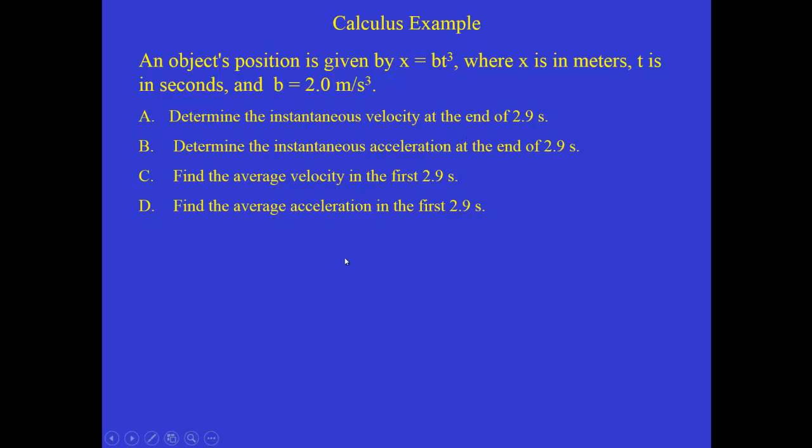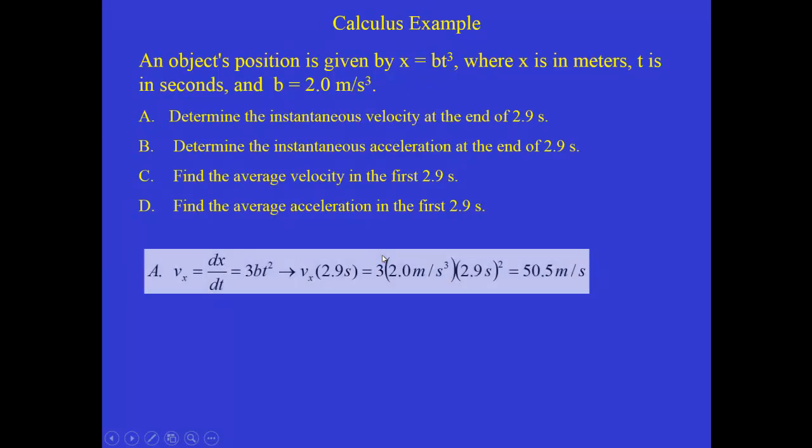So let's do part A. We know the expression for position. We can use our rule for how to take the derivative or the slope of a polynomial function to get the velocity, and then, once we do that, we plug in a specific value of t, 2.9 seconds. So part A, Vx is dx/dt, and since x was bt cubed, the derivative is 3, the 3 comes down in front, times b times t squared. Because the t cubed now, the power becomes 1 smaller. So that's the general expression, and that would give us the velocity at any time t that we plugged into that equation. All right?